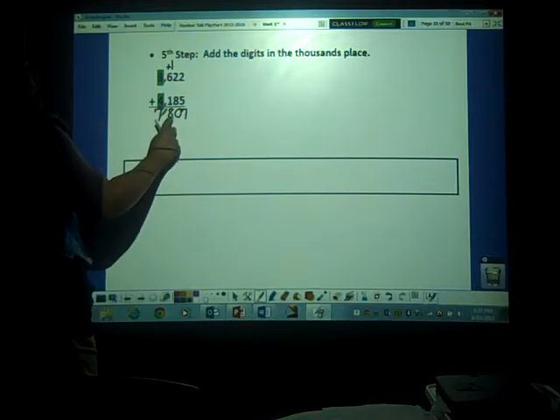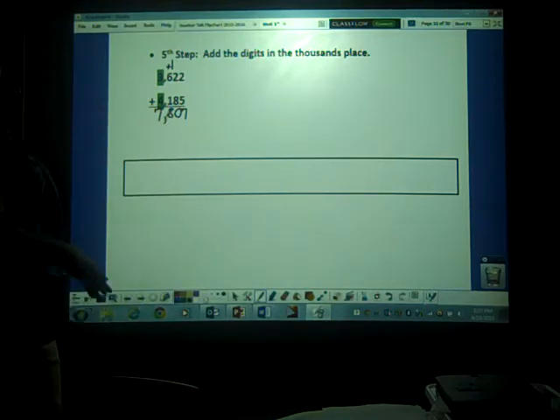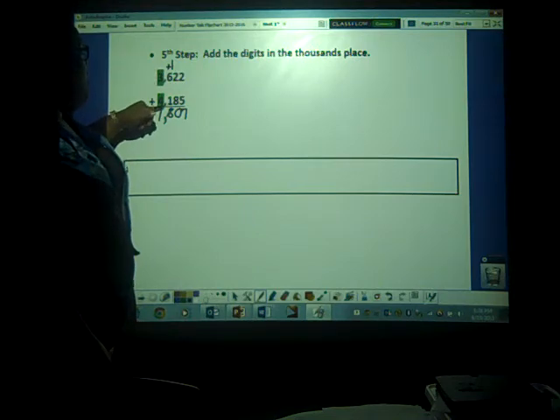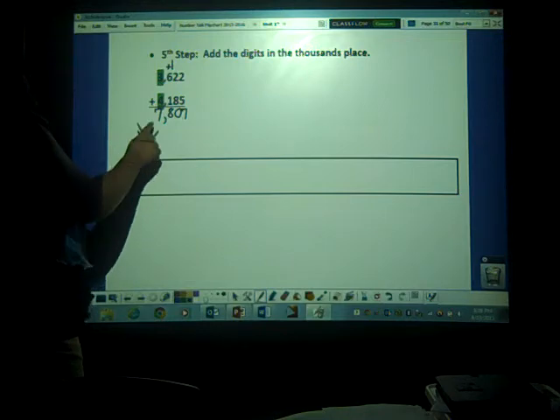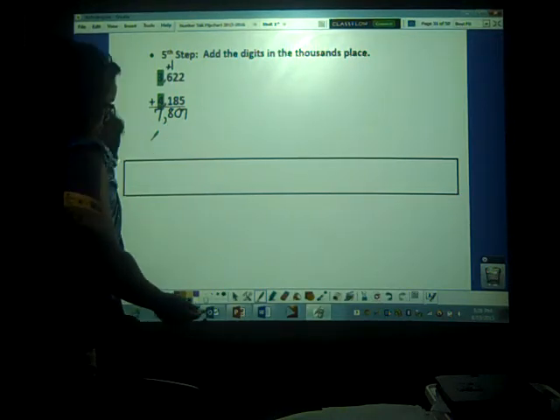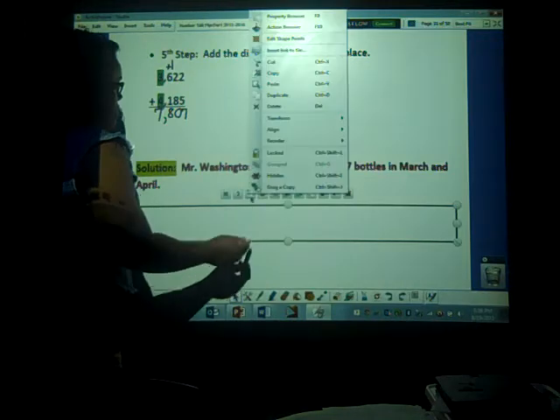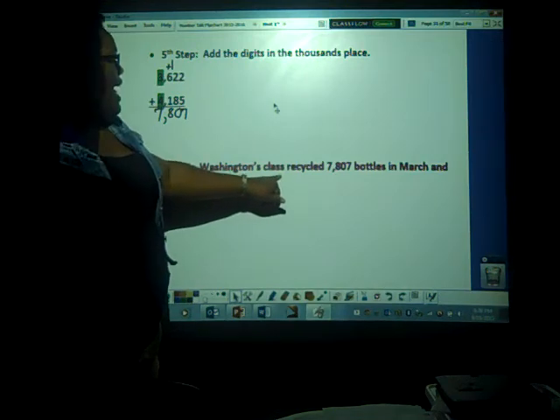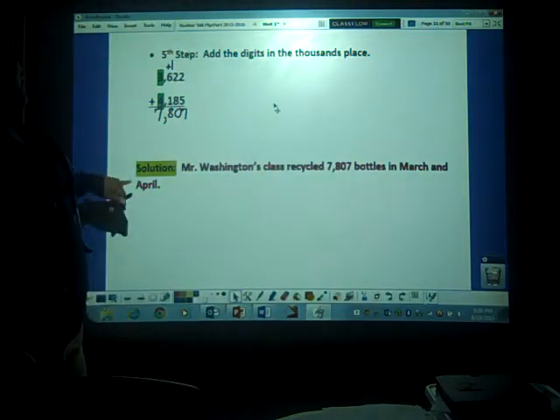Remember, count every 3 place values, you place a comma. 1, 2, 3, comma. So my solution or my sum for adding 3,622, which is the first added, plus 4,185, which is the second added, gives me a sum of 7,807. Which is my solution. So Mr. Washington's class recycled 7,807 bottles in March and April.